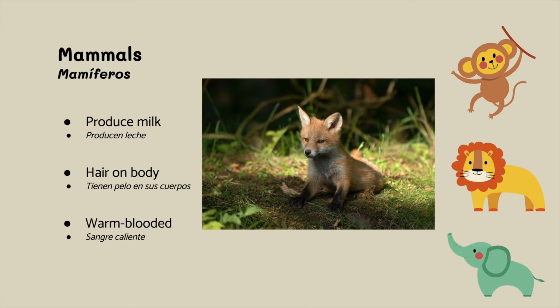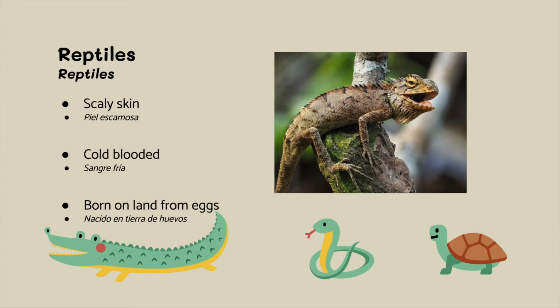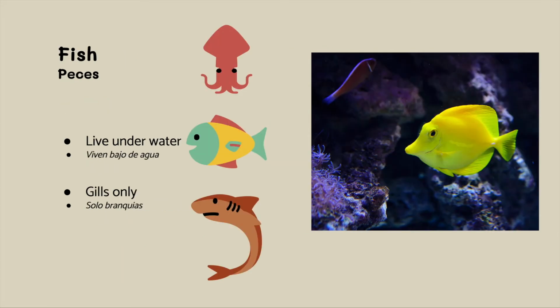Next, we have reptiles, which have scales or scaly skin. They're cold-blooded, meaning that if it's cold outside, the blood in their body will be a little bit colder. And they're born on land from eggs. Last, we have fish, which live underwater, and they only have gills. They don't have lungs, so they cannot survive outside of the water.